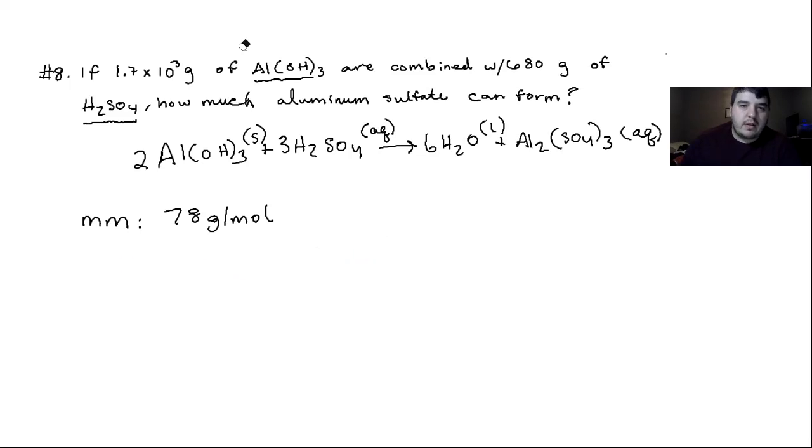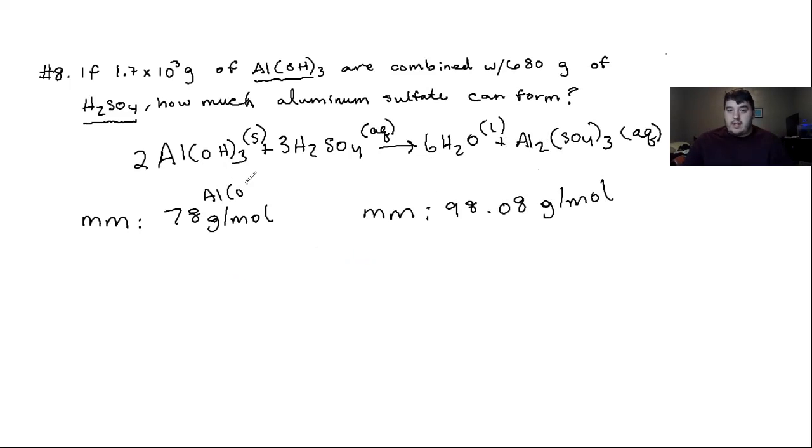Okay, and then likewise, we can do the same thing for sulfuric acid. The molar mass for sulfuric acid is found by doing the same thing, and the molar mass for that's going to come out to be 98.08 grams per mole. So now that I've got these, this is my aluminum hydroxide, and this is my sulfuric acid.